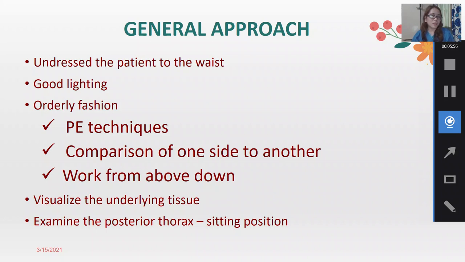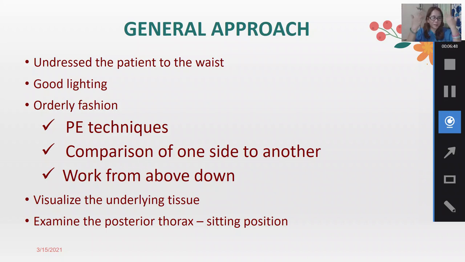Comparison of one side to another. Sige nga, ano nga yung techniques na yon? That is your IPPA. Inspection, palpation, percussion, and auscultation. And of course, you have to compare one side to the other. If you can remember during your physical exam 1, di ba, you have to check kasi may two sides. Like for example, yung sa eyes, you always have to compare the right eye to the left eye. Diba? That's why when you check for the near vision or the far vision of the client, you have to check it one by one so that you can compare the result. Lahat ng merong two parts, you always need to compare one side to the other. And of course, you have to work from above down.